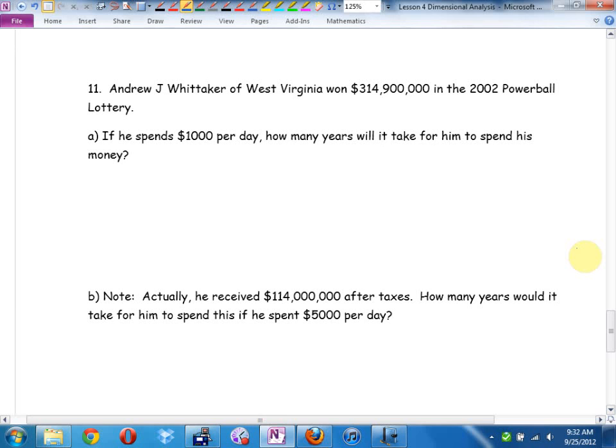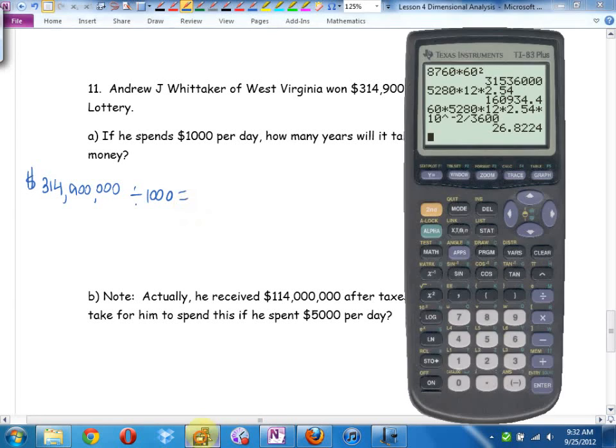Well, first of all, let's take this money. Let's divide it by $1,000. That'll tell us how many days he has. So let's go 314,900,000 divided by, because he's spending $1,000 a day. How many days has he got? Well, 314,900 days.